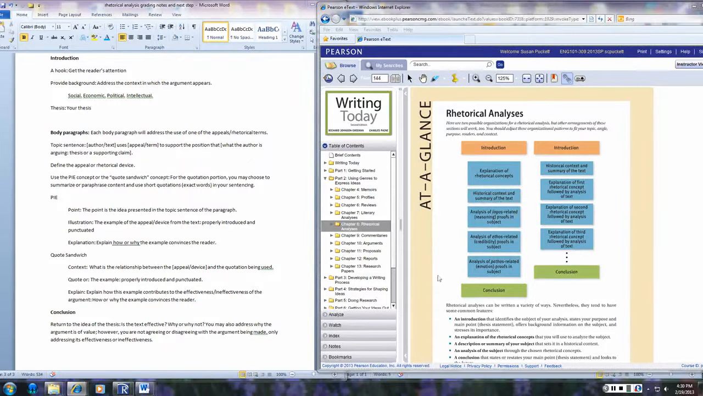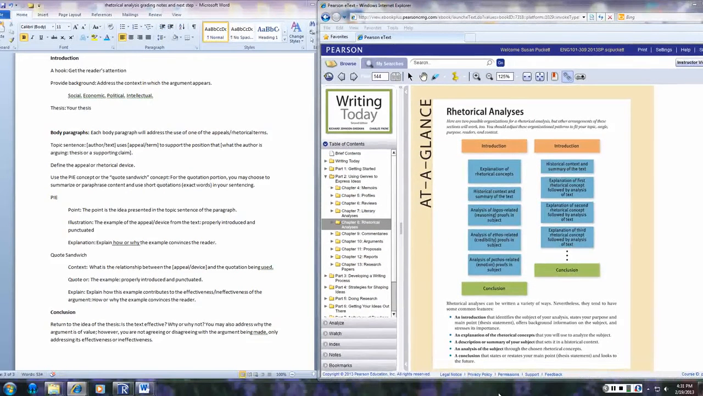So you can provide context, what surrounds this topic. Why is it being discussed? What's the background on it or the history? So that's what you do first. Get your reader's attention. Provide background. It may be social context, economic context, political, or intellectual. It may be the history of the topic, so that you can go back specifically with the skateboarding topic. This is where you would provide your context.